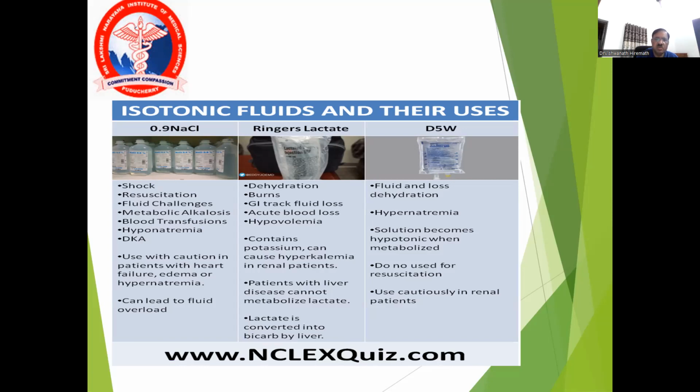Ringer lactate is used as a supplementing solution for dehydration, burns, gastrointestinal fluid loss, acute blood loss, hypovolemia. As it contains potassium, it may lead to hyperkalemia in renal failure patients. Patients with liver disease cannot metabolize lactate, so Ringer lactate should be avoided.